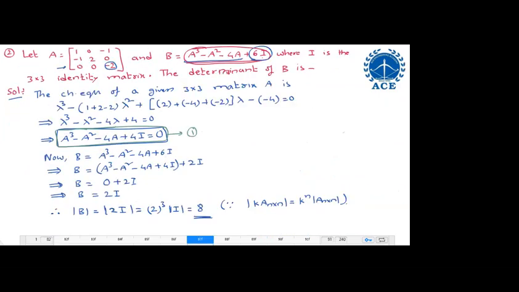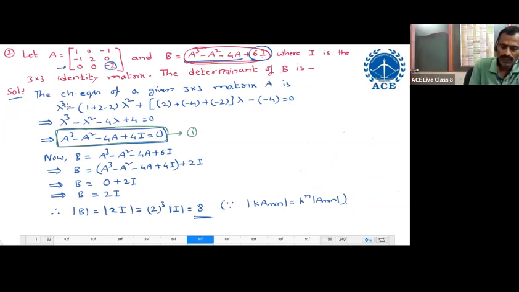Sir, I didn't get how the coefficient of I is 4. Means in the second line of the solution, how to get minus 4 from the determinant of matrix A.